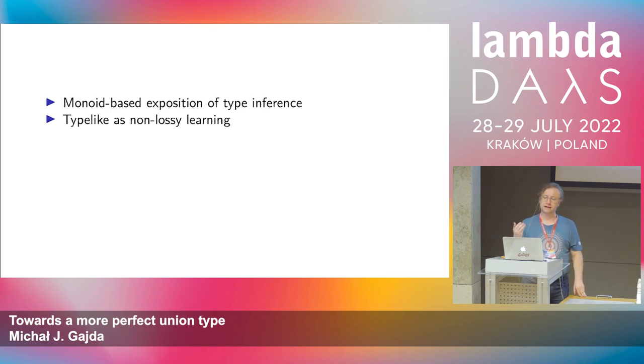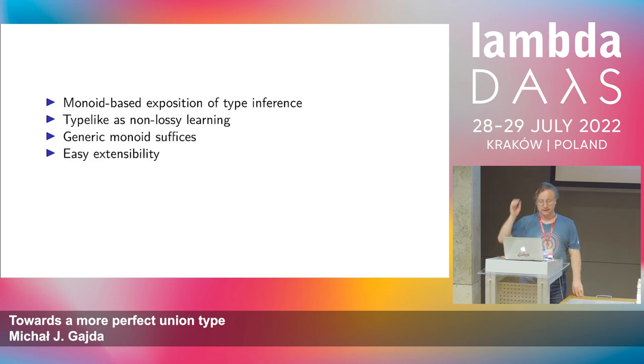We have type-like that behaves like non-lossy learning, and we can have laws that correspond to that. We see that generic monoid and generic monoid composition and decomposition suffices to describe it in most cases. And we also have easy extensibility, because there are very few type systems that can be consistently built from bottom up, from smaller types to types on larger types, right?